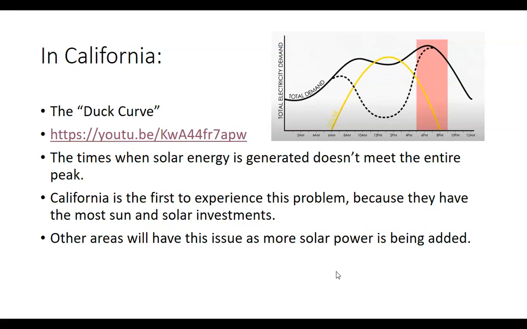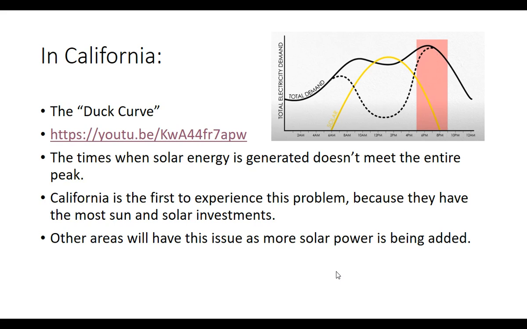This process happens most often in California. That's one of the places where we see this happening the most, simply because California has so much solar. All these people invested in it so early that there are a lot of solar panels, so there's a lot of solar energy.